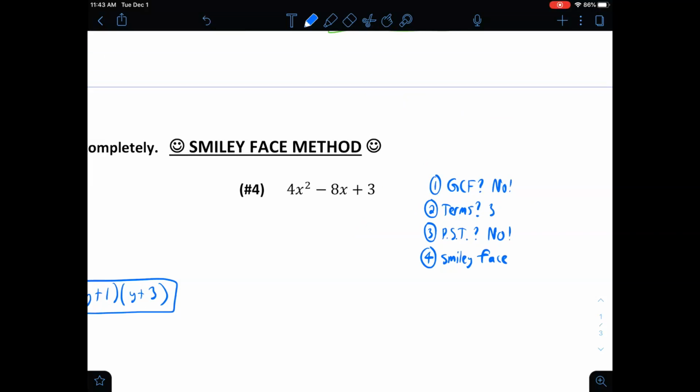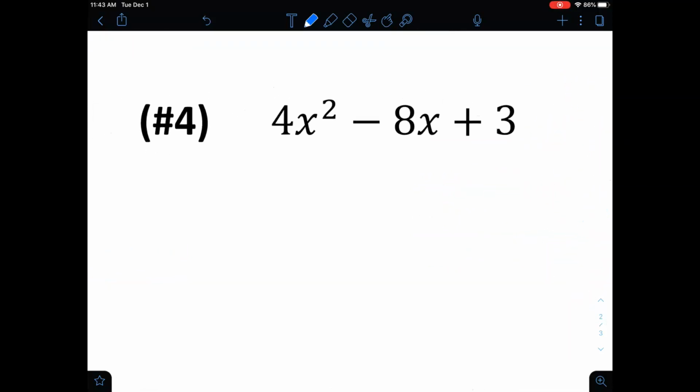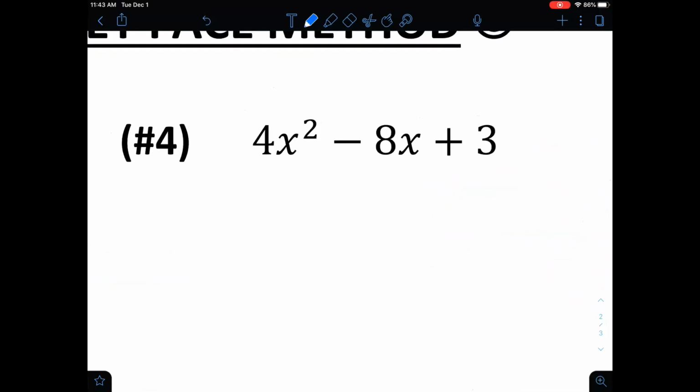Or I think it was called the smiley face? We'll come back to that in a little bit. Anyways, so we need factors of 4x squared. What multiplies to 4x squared? This one's a little tricky, because we have 4x times x and 2x times 2x.